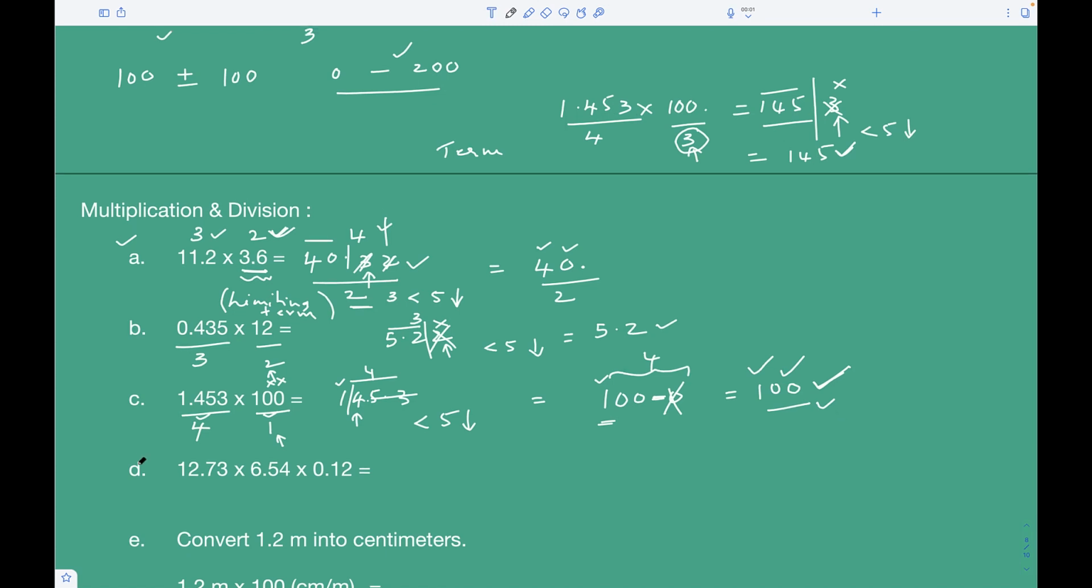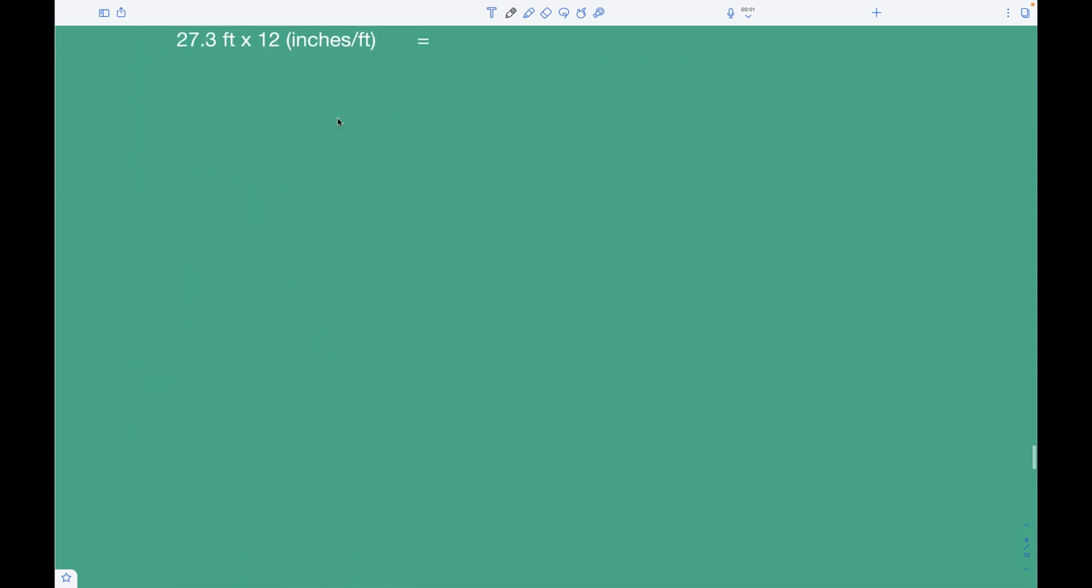I hope that helps. Now in the next calculation, we have to multiply 3 measurements, 12.73 and 6.54 and 0.12. Obviously, we cannot multiply 3 terms at once. We have to first multiply any 2 out of these 3 terms, obtain a result, and multiply that result with the third term to get the final answer. So obviously, this is a multi-step calculation, not a single-step calculation. And it doesn't matter which 2 terms you pick first. Then let us multiply these 2 first.